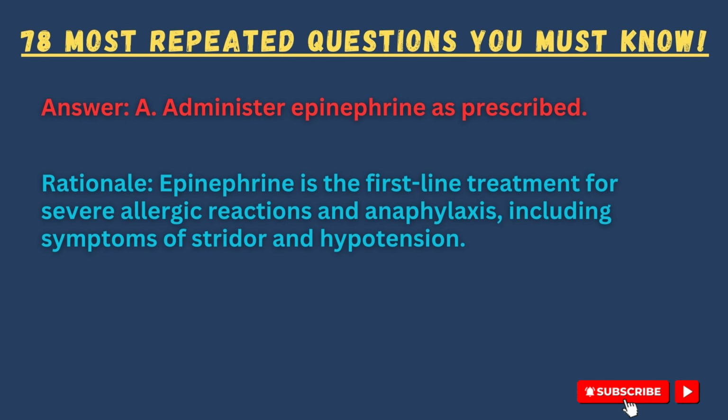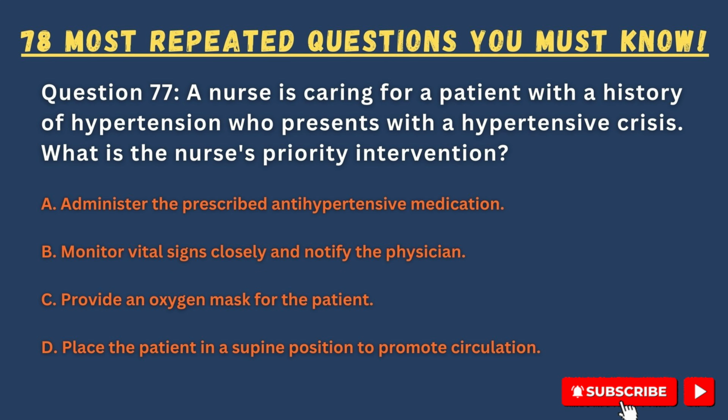Answer: A. Administer epinephrine as prescribed. Rationale: epinephrine is the first-line treatment for severe allergic reactions and anaphylaxis, including symptoms of stridor and hypotension. Question 77. A nurse is caring for a patient with a history of hypertension who presents with a hypertensive crisis. What is the nurse's priority intervention?